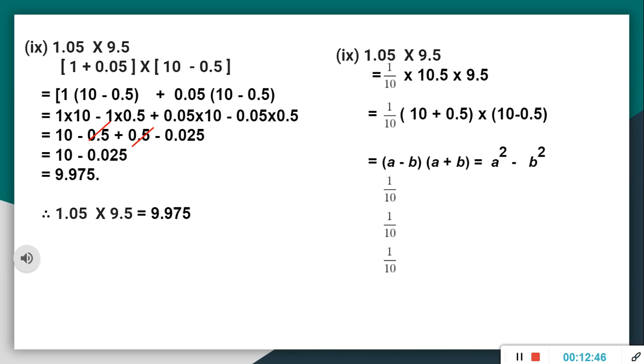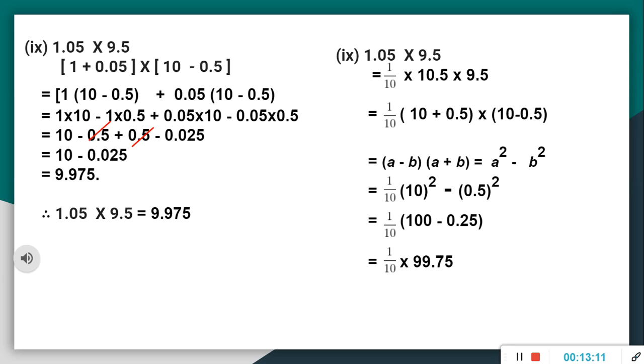Means we got a plus b and a minus b. So our third identity we can use here, right? So a minus b into a plus b is equal to a square minus b square. So here 1 upon 10 into 10 square is a square, minus 0.5 square, that is b square. So 1 upon 10 into 100 minus 0.25. So 1 upon 10 into 99.75, that is 100 minus 0.25.